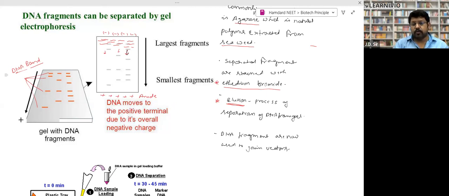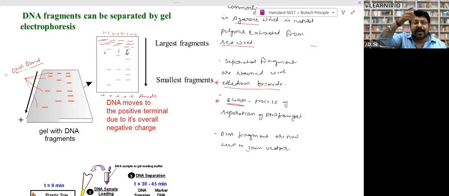Very simple. When you stain the DNA with ethidium bromide, and after staining you put ultraviolet light on this DNA, what kind of color will come out? It is there in NCERT. This question has been asked. Orange colored band. Very good, excellent. Orange color will come out. That is also a question.